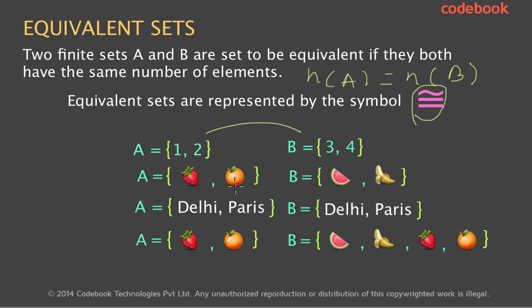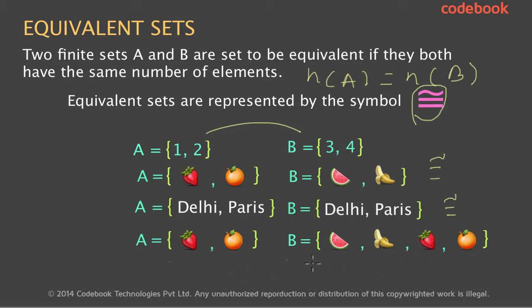Similarly, A equal to {strawberry, orange}, B equal to {watermelon, banana}. These two are also equivalent because they have the same number of elements. Similarly, A equal to {Delhi, Paris} and B equal to {Delhi, Paris}. Both sets have an equal number of elements, and also, if you observe here, they are identical sets because they have the same elements as well. So an equivalent set can have the same elements.